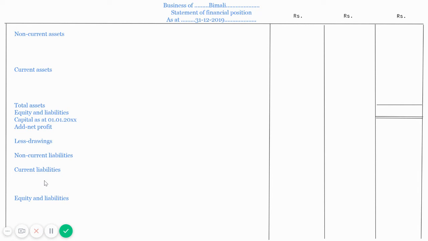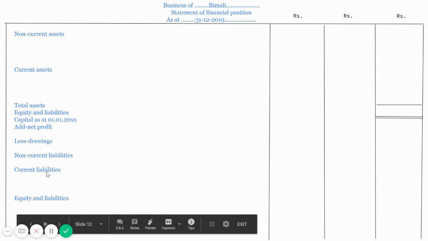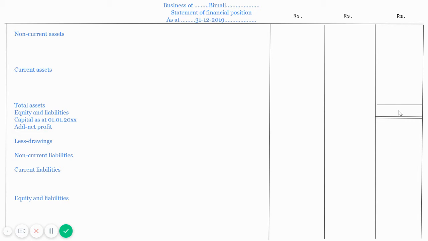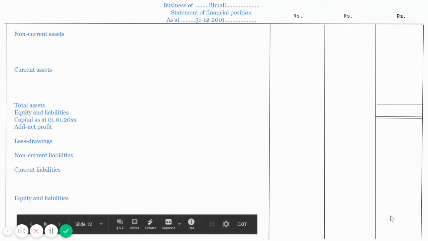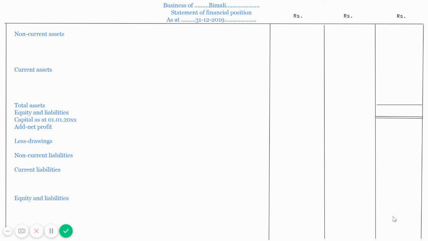And under current liabilities, you have to leave about 4 lines. Then the final line will be equity and liabilities. And that will be the answer that you are going to double underline here, like the total assets value. So if you have done the sum properly, the value of the total assets of the business must be equal to the equity and liabilities value. That's how we are going to make sure that our sum is correct.